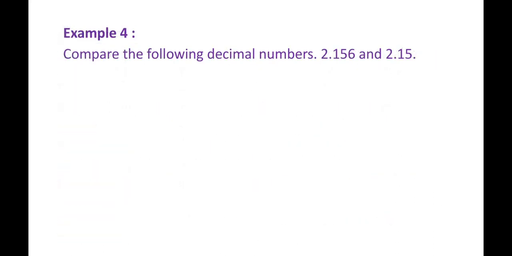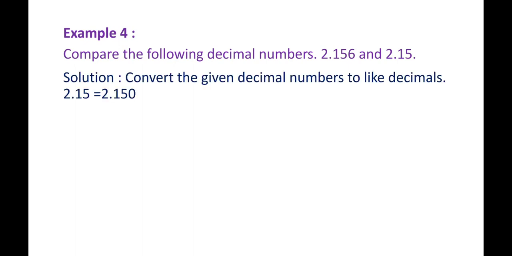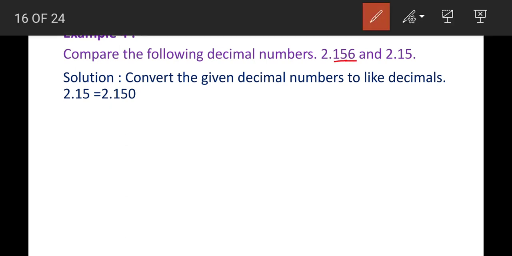So here is an example. Compare the following decimals, that is 2.156 and 2.15. So here is the solution. First we have to convert the decimals to like decimals. Here the first number contains 3 decimal places and the second contains only 2 decimal places. So you have to convert the second to its equivalent decimal having 3 decimal places. Nothing to worry, you just have to add 0 to the right side of the decimal number. 2.15 is converted to 2.150.